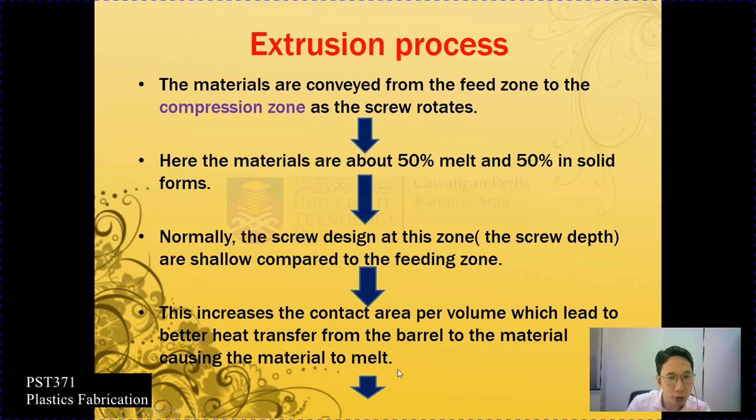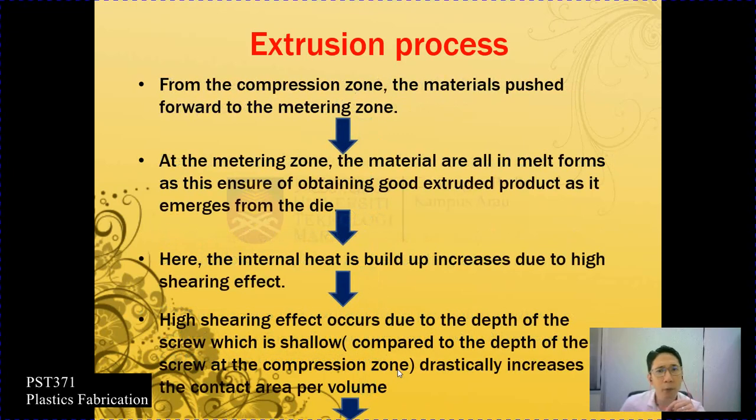Okay, saya selalu cakap the shearing effect is caused by three phenomena. The first one is material with the material. Okay, material with the screw, and material with the barrel itself. Okay. From the compression zone, the material is pushed forward to the melting zone. At the melting zone, the material is all in a melt form, and this ensures obtaining a good extruded product as it emerges from the die.